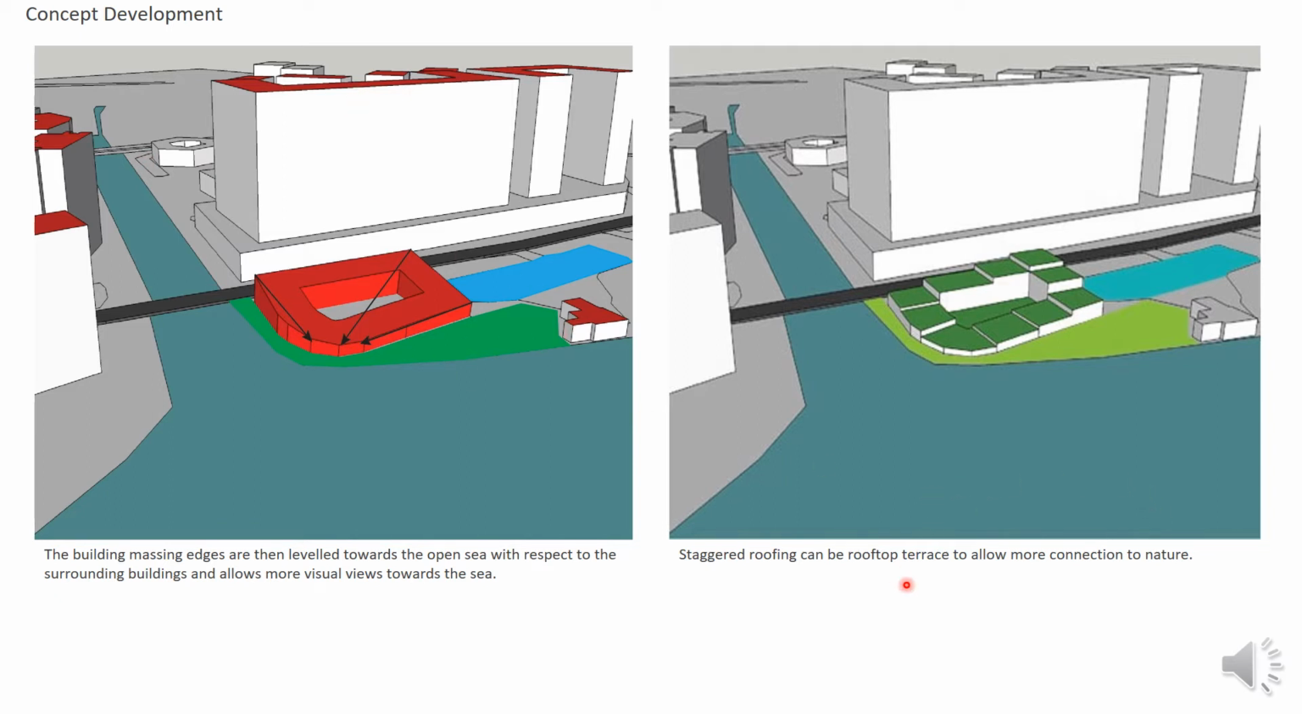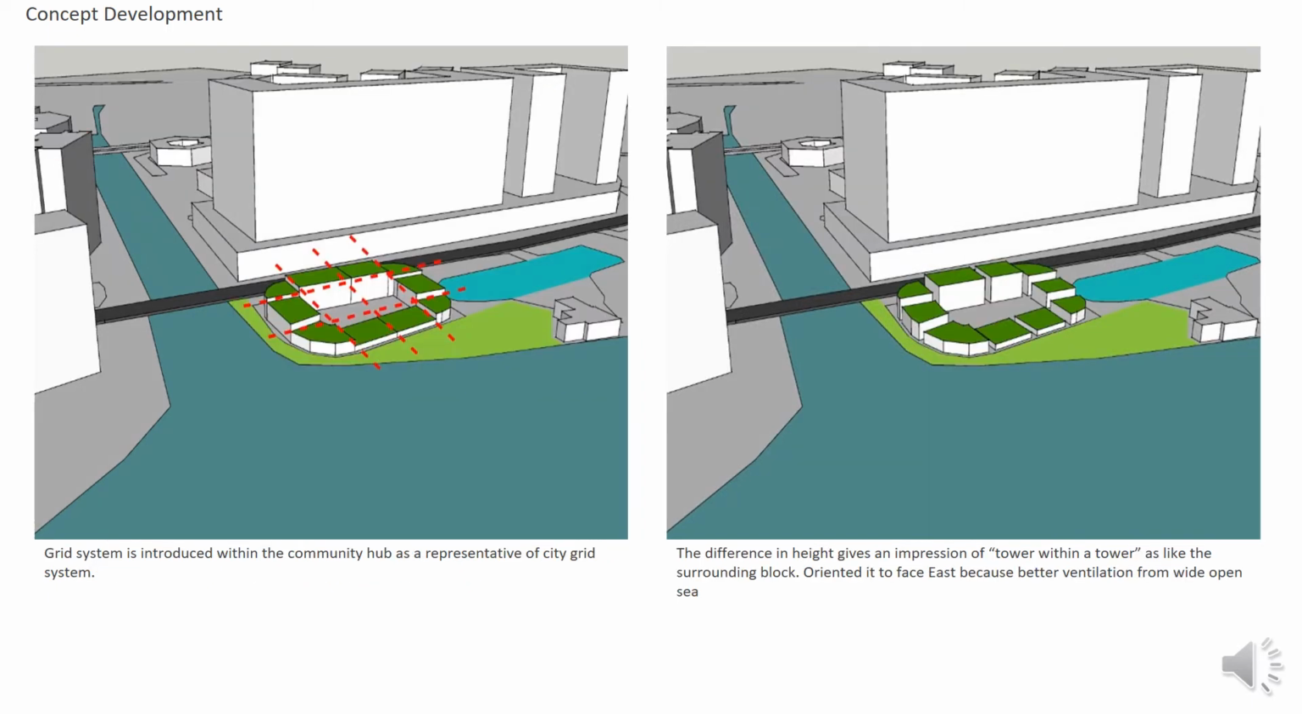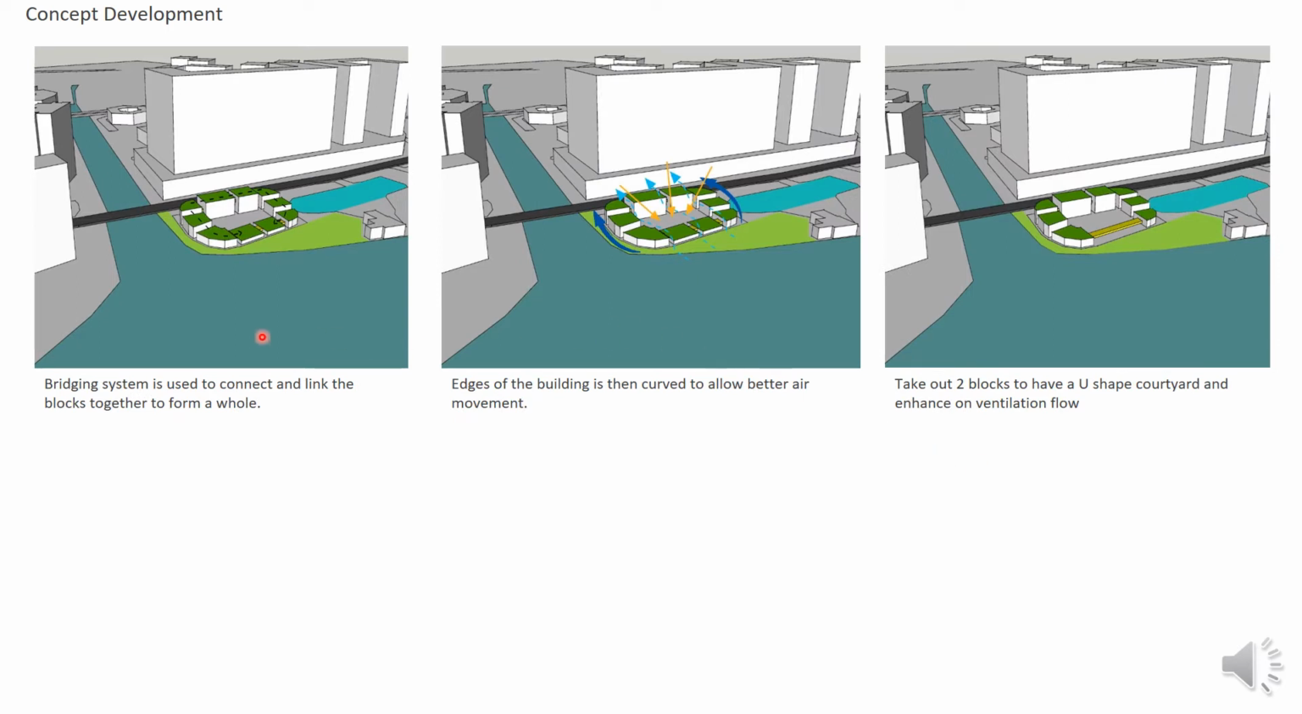After that, the rooftop terrace allows for the connection to nature. Then I will apply the grid system to cut it as towers, with a tower between the towers, the same as the neighboring blocks. After that I will use a bridging system to link all the blocks together instead of one.